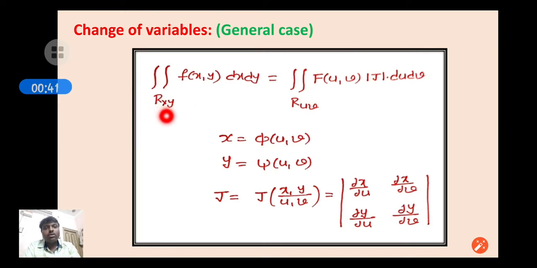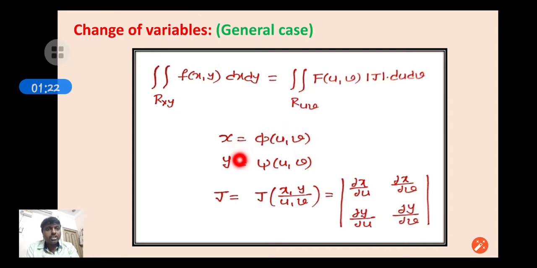The double integration over a region R in the xy plane. So that's why I am presenting here R of xy. I am calculating the double integration over the region of f of x comma y dx dy. So our given problem is in terms of xy. Now I try to convert our variables x comma y in terms of u v with a suitable transformation. For that purpose I can take the suitable transformation x equal to phi of u v, y is equal to psi of u v. This is my transformation.